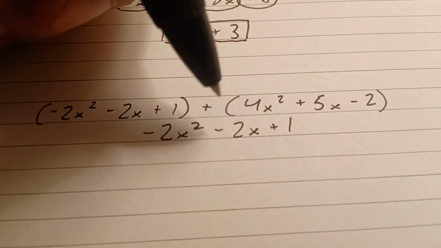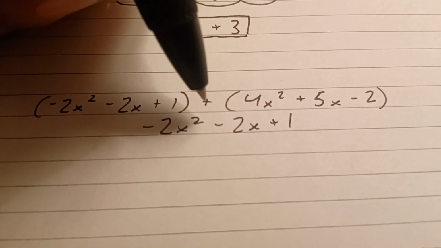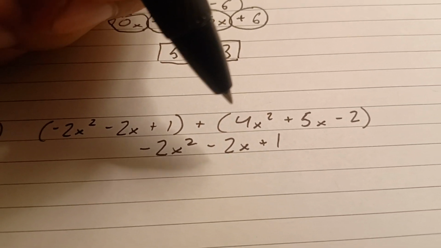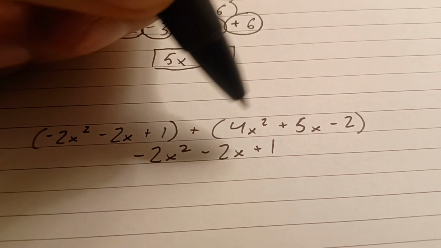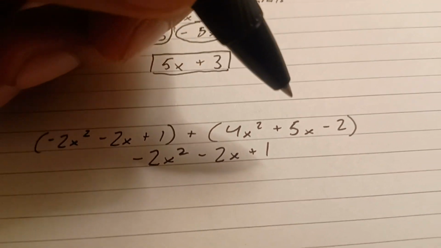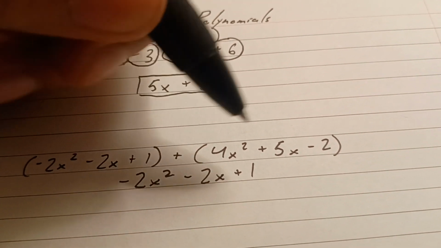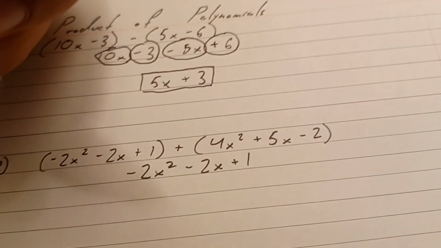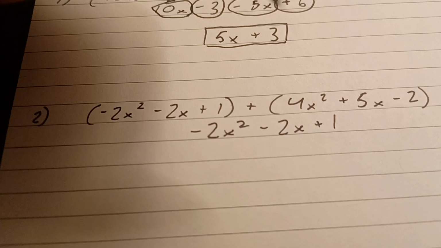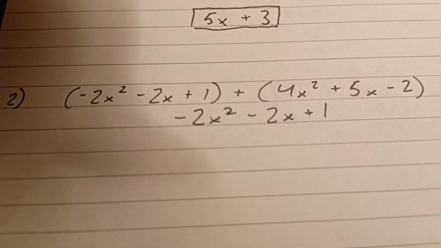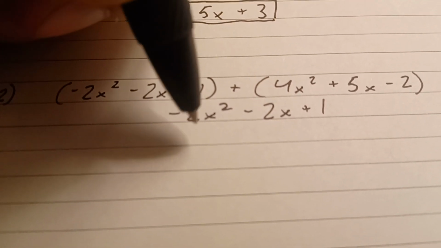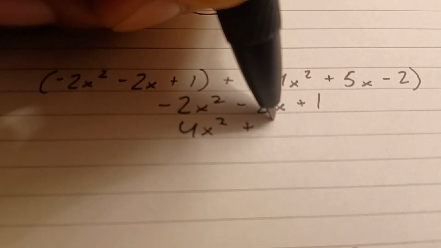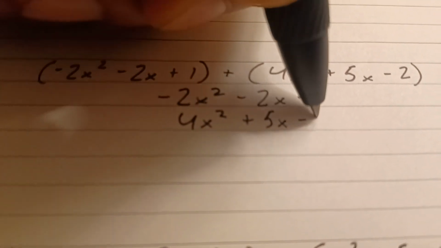And now, since this is a positive, we know that a positive this times this is going to still give us 4x squared. Positive 1 times 5x is still going to give us 5x. Positive times a negative is going to give us a negative regardless. So positive 1 times negative 2 is basically still negative 2. So we can write that down on the bottom of this polynomial. 4x squared plus 5x minus 2.